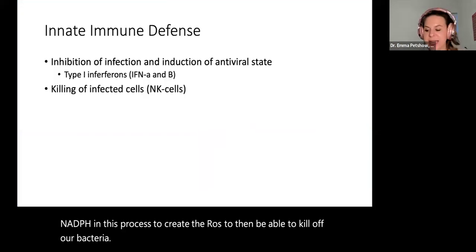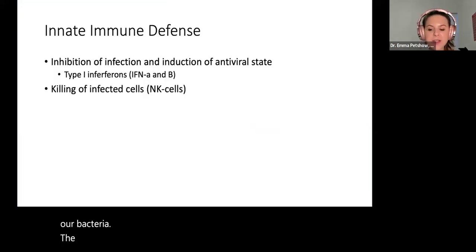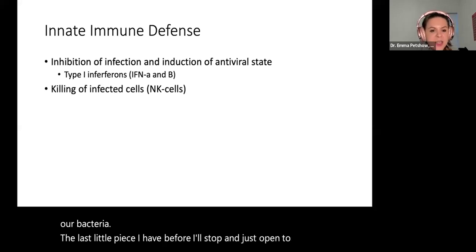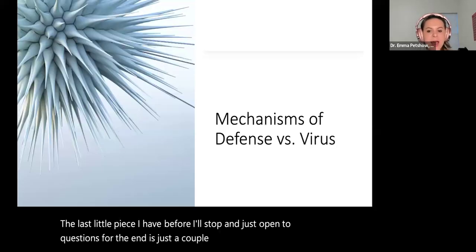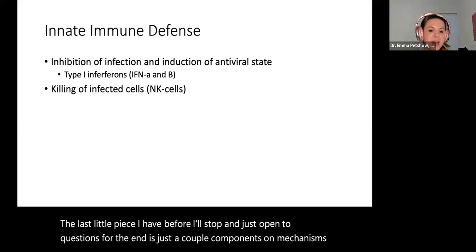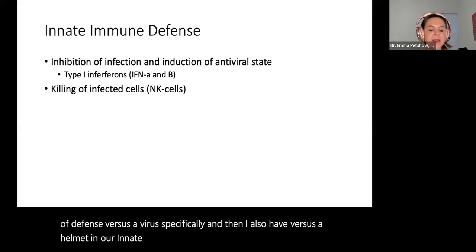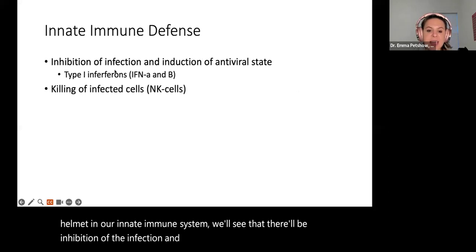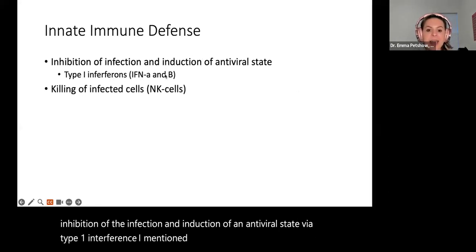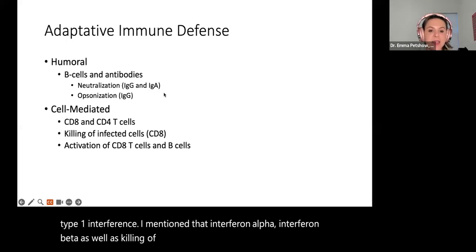The last little piece I have before I stop and open to questions is a couple components on mechanisms of defense versus a virus specifically, and then I also have versus a helminth. In our innate immune system, we'll see inhibition of the infection and induction of an antiviral state via type 1 interferons, interferon alpha and interferon beta, as well as killing of our infected cells via our natural killer cells.